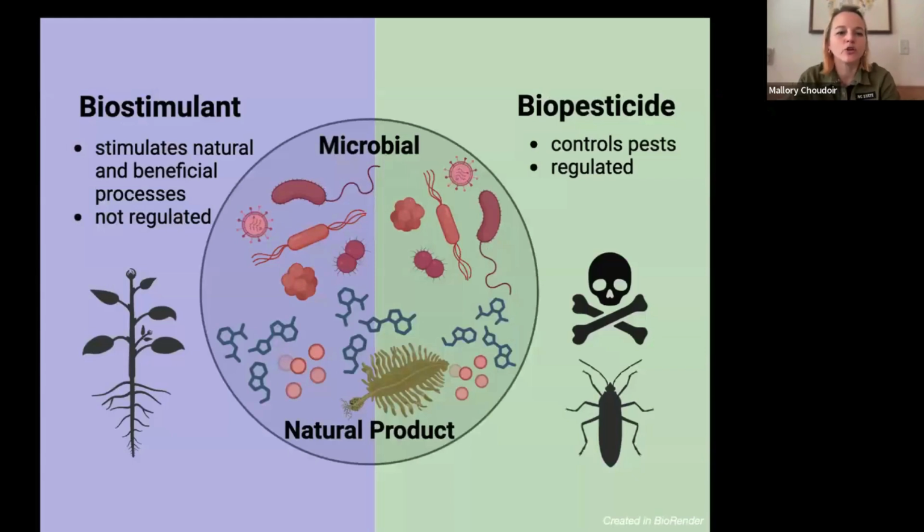So just as a quick overview, we have biostimulants, which are either microbes or other products that stimulate natural beneficial processes. These are, for the most part, unregulated, versus biopesticides, which control pests, and these are highly regulated by the EPA.